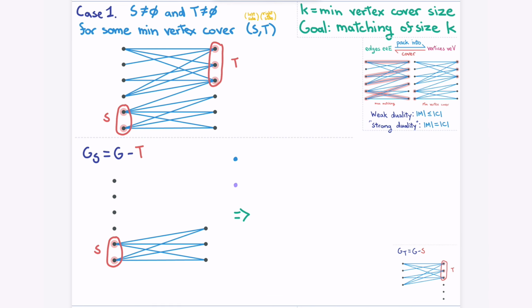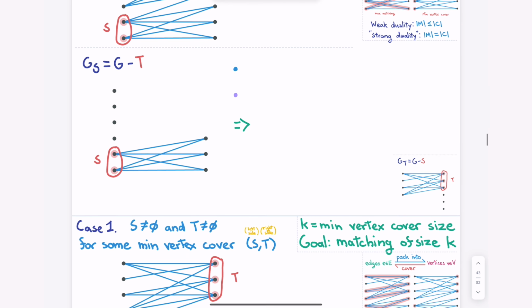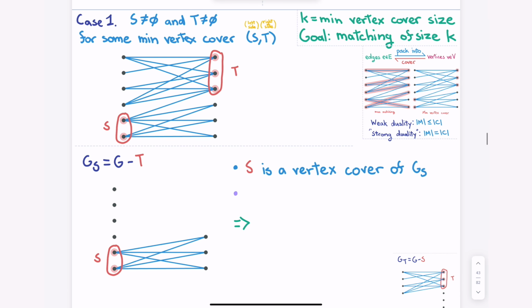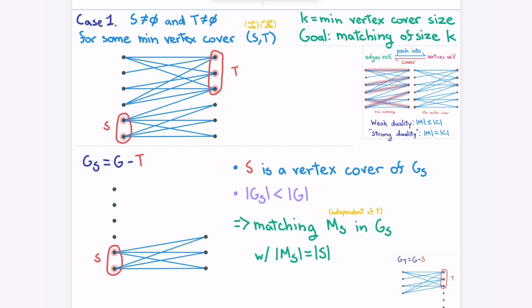All right, what are some observations? What do you notice about S in this graph? It's a vertex cover of this small graph. And this smaller graph is smaller because you deleted at least one vertex on the other side. So that gives you a matching of size 2, just by induction.